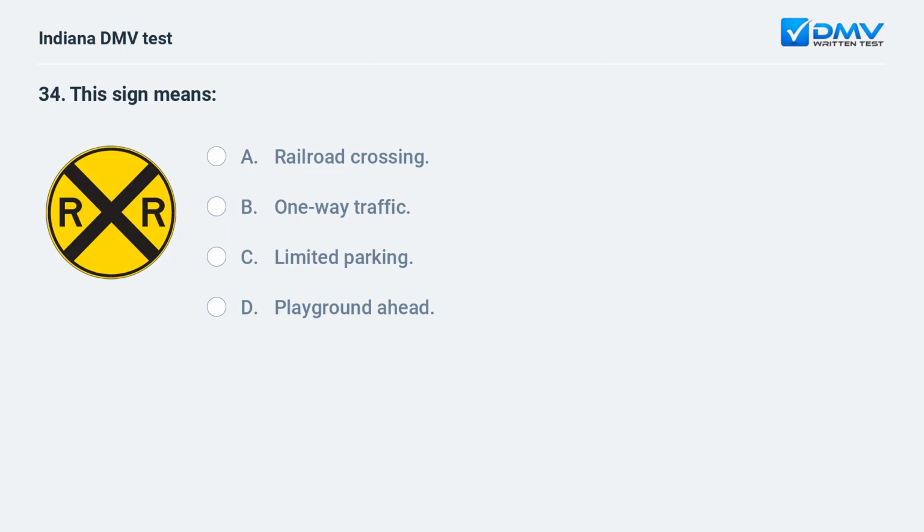This sign means A. Railroad crossing. B. One-way traffic. C. Limited parking. D. Playground ahead.